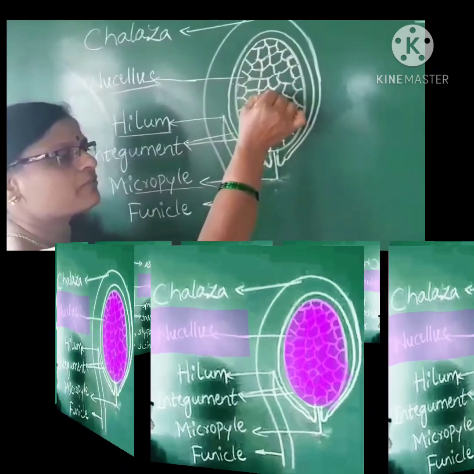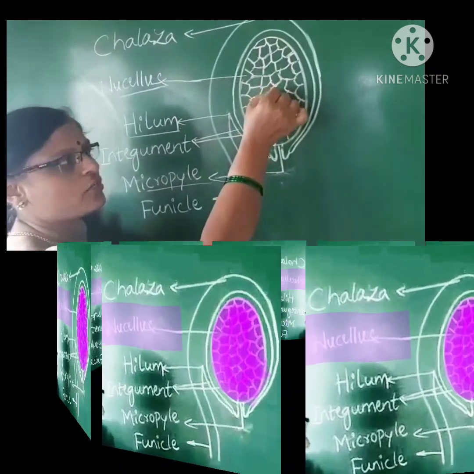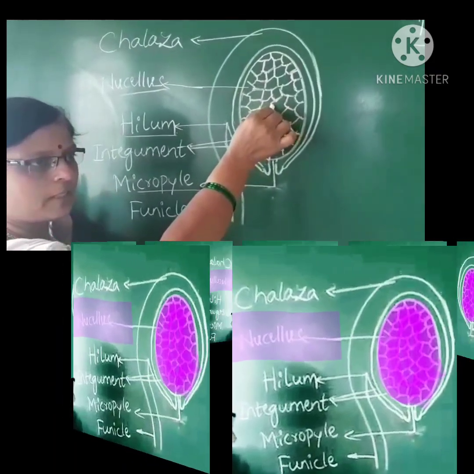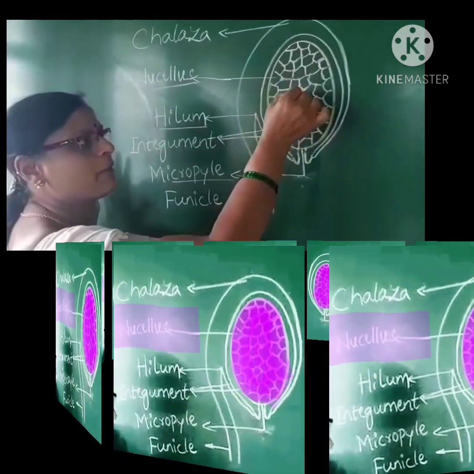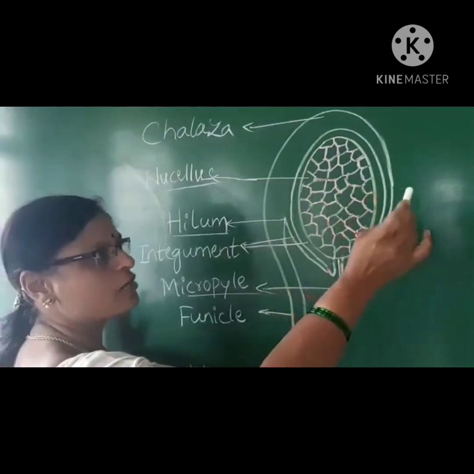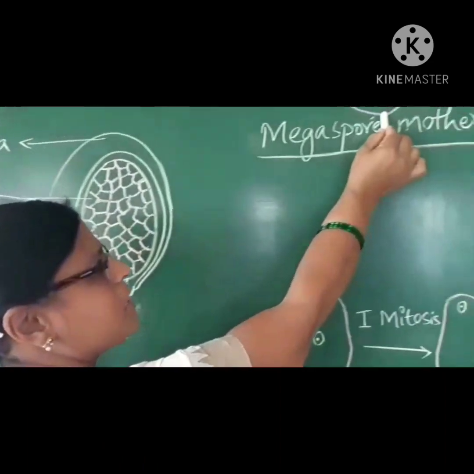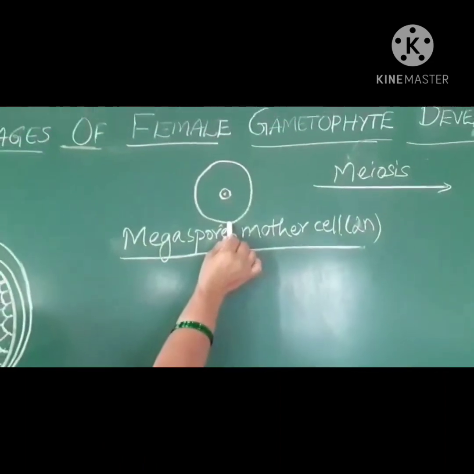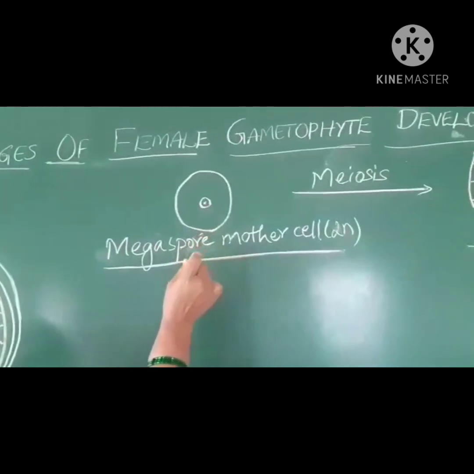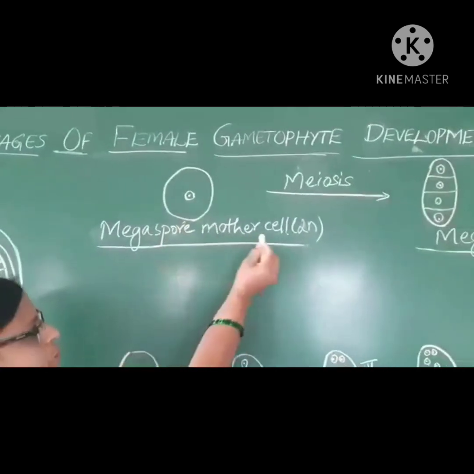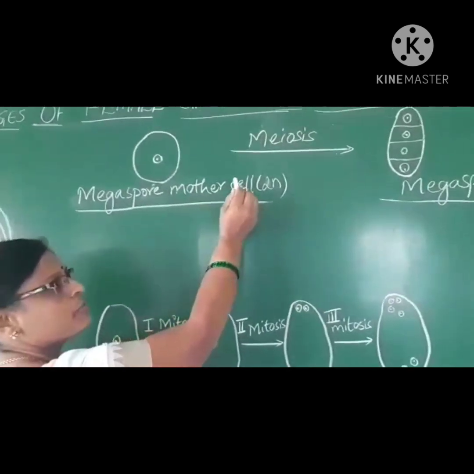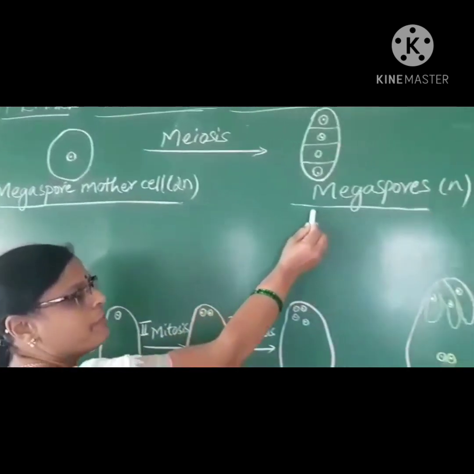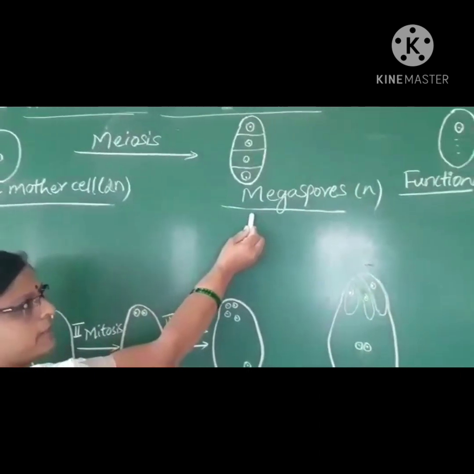One of the cells of the nucellus functions as a megaspore mother cell. It becomes enlarged by absorbing food from the other cells and functions as megaspore mother cell. One megaspore mother cell is shown here. As we know, it is diploid in condition, and it undergoes meiosis to produce megaspores which are haploid.